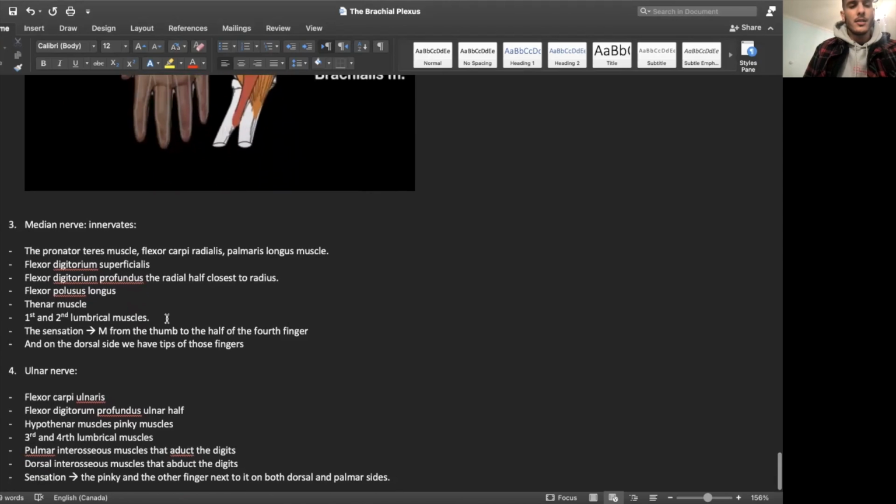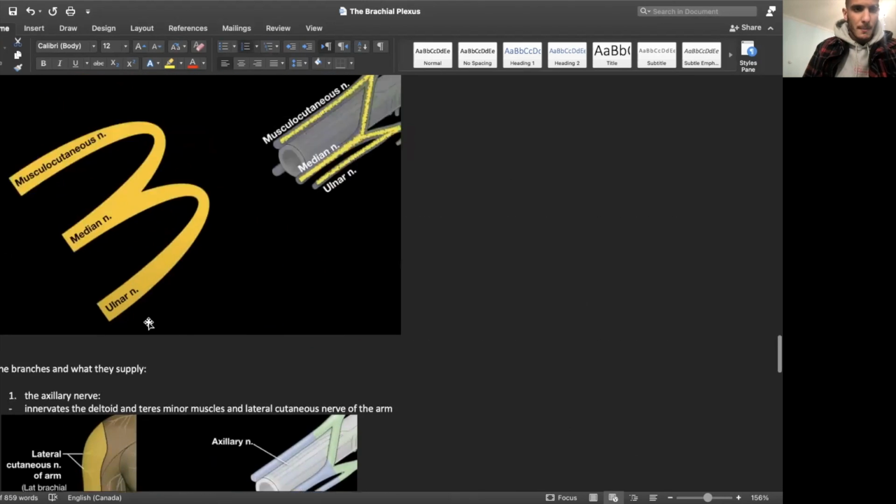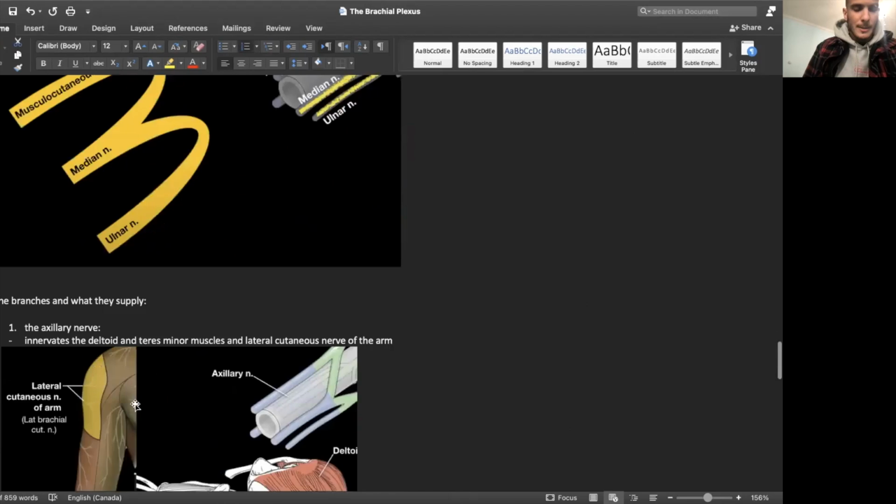And finally, the main ones, the most important ones that provide a lot of innervation in our arm, are the median nerve and the ulnar nerve. The median nerve arises, as we remember, from the medial and lateral cords, and the ulnar nerve arises from the medial cord. Yes, as far as I remember. There we go. Okay.